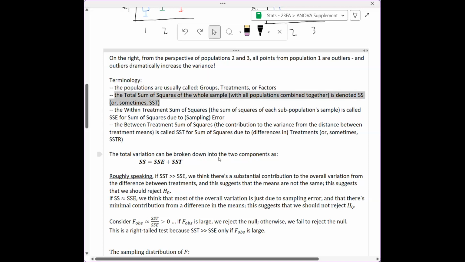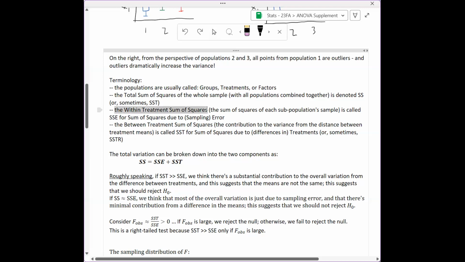We have the idea of the total sum of squares. This would be if we take all of our samples, combine them together into one big sample, and take that data set and compute what is essentially a variance. So this is the total sum of squares, which I'm denoting SS for sum of squares, or which some folks denote SST for sum of squares total.